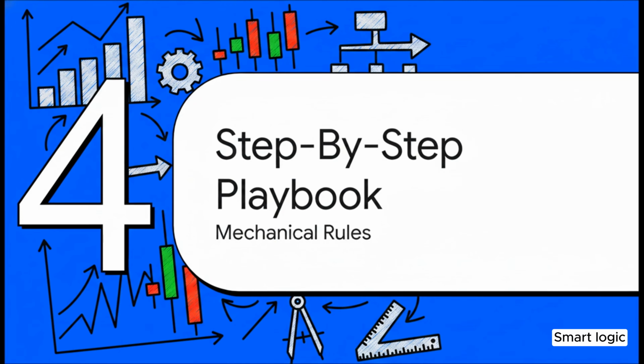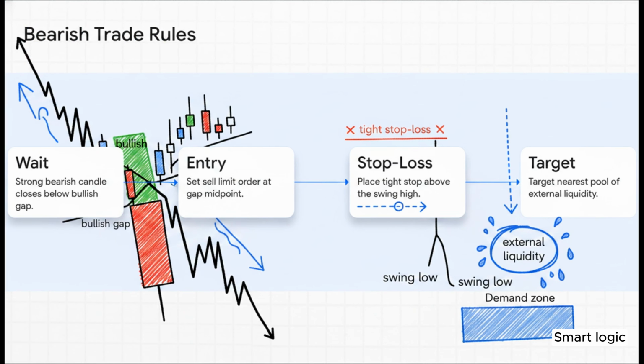Okay, Section 4, your step-by-step playbook. Let's look at the mechanical execution rules. Imagine we're in a super clear, higher time frame downtrend. Price makes a quick move up, leaving a bullish fair value gap that looks incredibly tempting to buy.